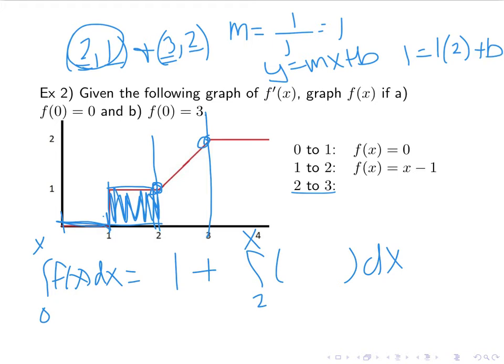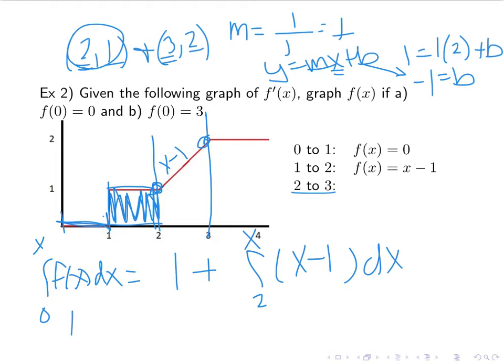So if I solve this, 1 times 2 is 2, bring it over, and I get that b is negative 1. So my equation is x minus 1. So again, m is 1, x is my variable, b is negative 1. So this line is the line y equals x minus 1. So that's what I'm going to integrate.